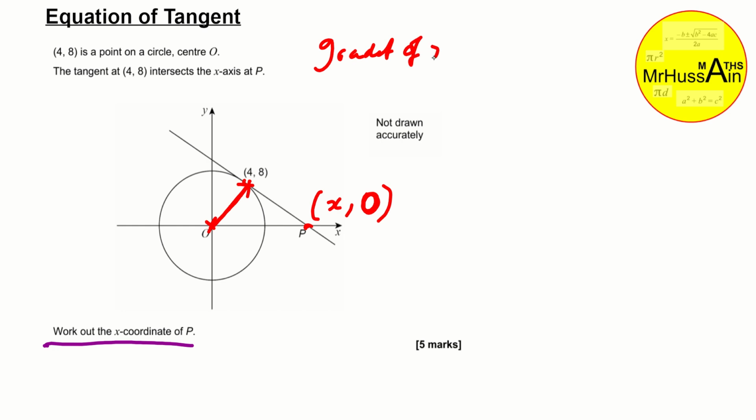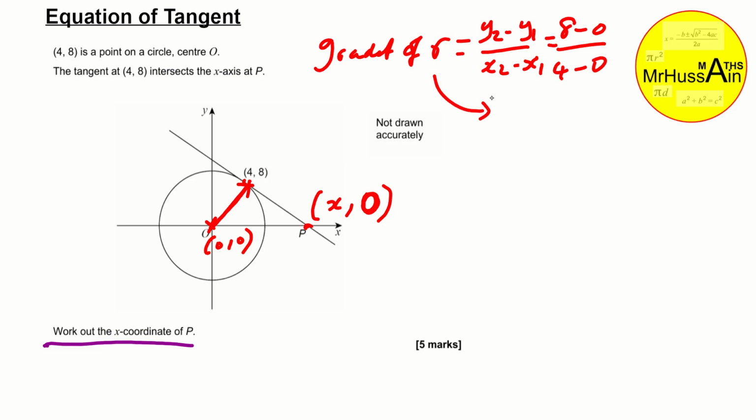So let's work out the gradient of the radius. Now, the gradient is always worked out by changing y over changing x. Take away the y coordinates over take away the x coordinates. So 8 take away 0, and then the x coordinate is 4 and 0, because remember this is 0, 0. 4 take away 0. So actually the gradient of the radius is 2.